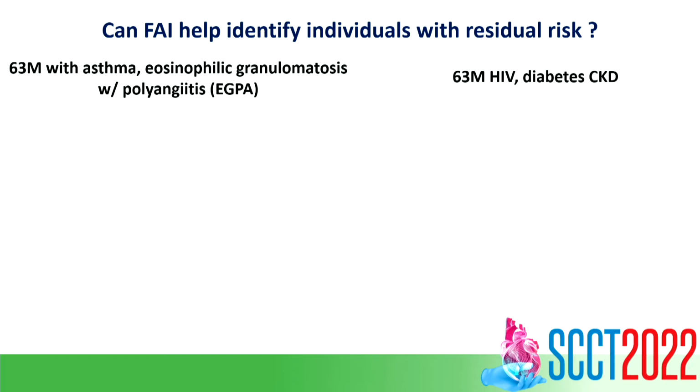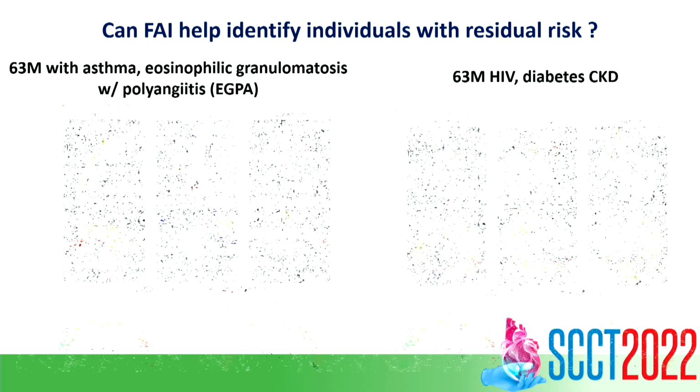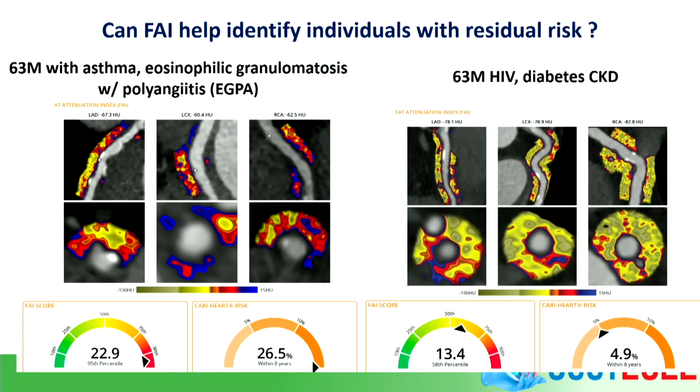So on the left, who thinks that the person with asthma and EGPA has more inflammation? And on the right, who thinks the patient with HIV, diabetes, and CKD will have more inflammation? I think the patient on the right got more votes, but it was pretty split, so we weren't really sure.